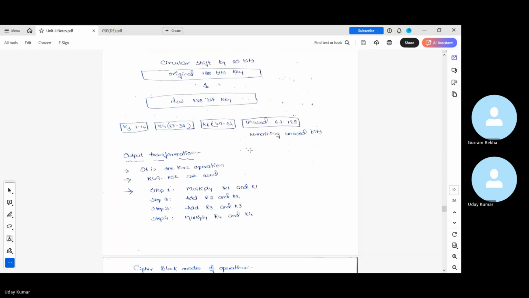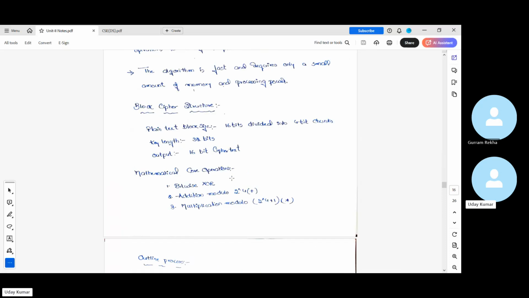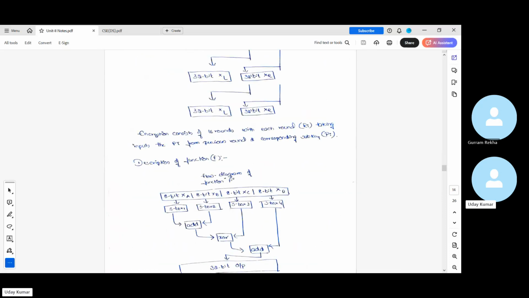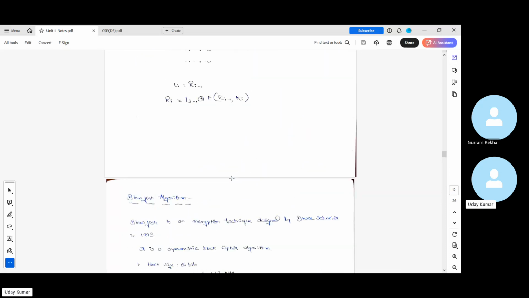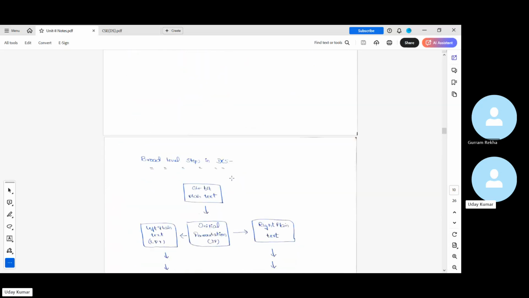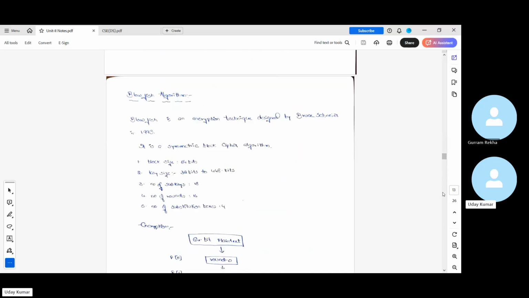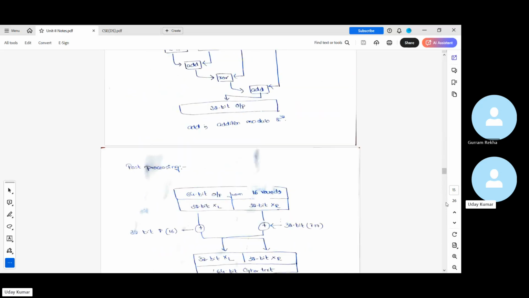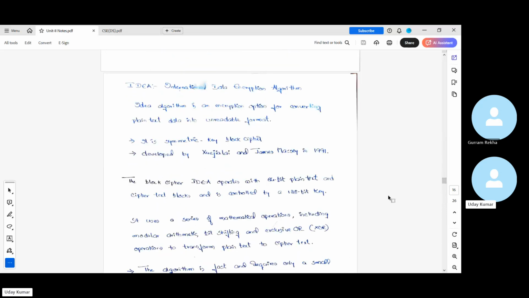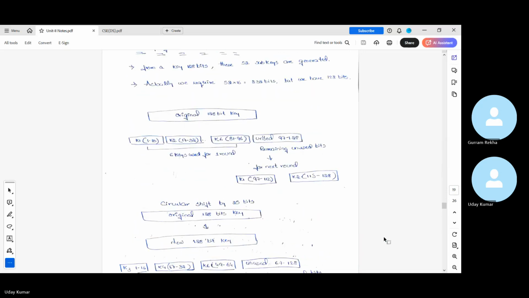So by this, you have seen what IDEA is, and next you have seen what Blowfish is, and you have seen what DES is. These three are very important, students, because these are the algorithms which actually tell you how the encryption is performed.